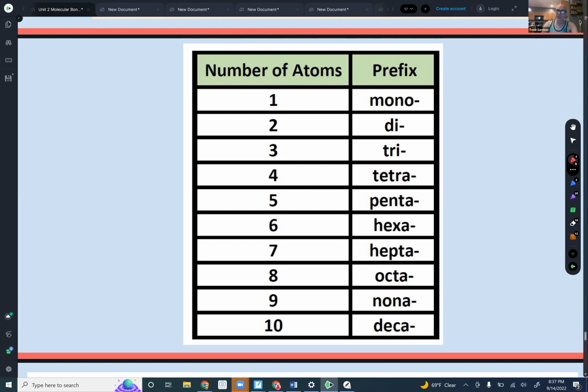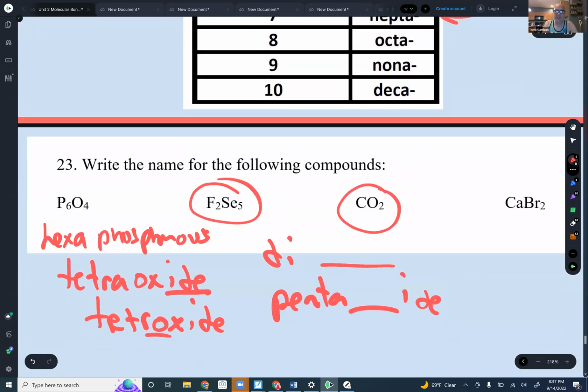Now, one of the things you will notice, this is not what you expect. In geometry, we would have called that quad, but in chemistry, it will be tetra. And the 7 would be septa in geometry, it is hepta in chemistry. So get used to those 2 changes. All right.